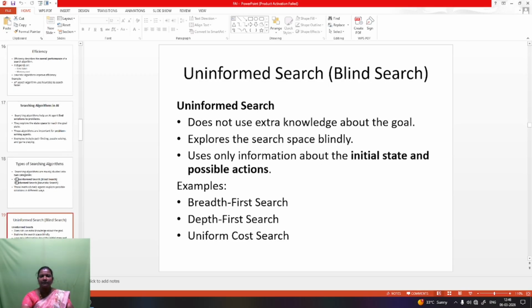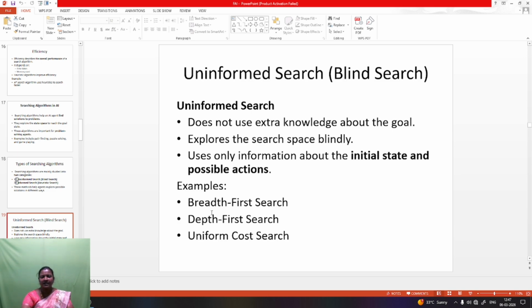Uninformed search or blind search. Uninformed search does not use extra domain knowledge about the goal. It explores the search space blindly. It uses only information about the initial state and possible actions. So here we do not use any extra domain knowledge about the goal, and we don't use heuristic functions either. That is why the search is termed blind search or uninformed search.